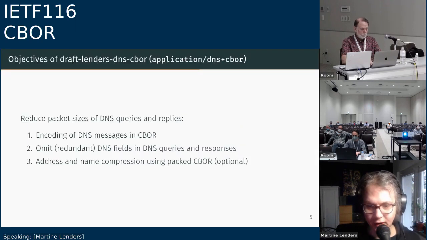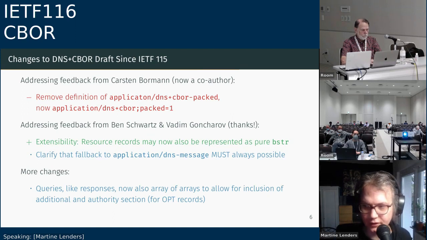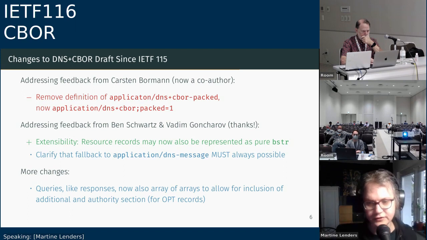And the objective of this draft is to reduce the packet size of DNS queries by encoding DNS messages in CBOR and omit redundant DNS fields in the DNS query, and also provide address and name compression using packed CBOR, which is optional though. And yeah, the changes since last time I presented here in IETF115 is that I addressed some feedback, first of all by Carsten, who is also now a co-author of this draft, by removing the definition of the application DNS-CBOR packed media type, which is now basically just using a parameter for the DNS plus CBOR media type.